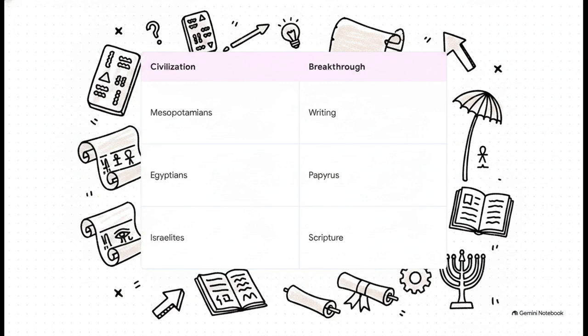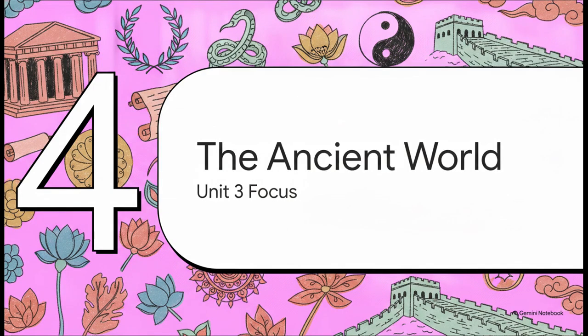The Egyptians created papyrus, which effectively gave us the ancient version of paper. And the Israelites created scripture that went on to deeply, deeply influence the religions of Europe. These aren't just random trivia facts to memorize for a test. These are concrete technological and cultural developments. They show exactly how early people solved those big problems of community and belief that we talked about back in our essential question. Next up is Section 4, the ancient world.